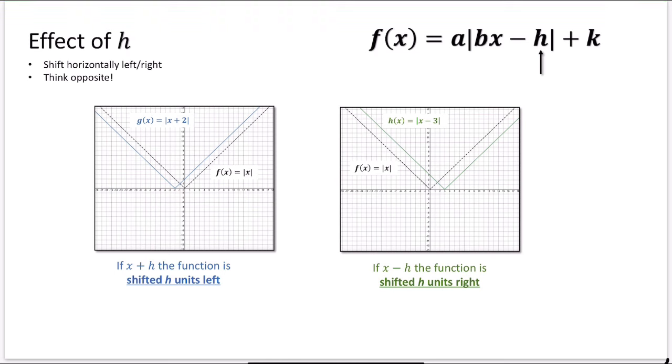It kind of does the opposite because we see that plus and think, well, maybe it's going to the right, but it's actually not. Okay, plus makes it go to the left. And if it's the absolute value of x minus 3, it's going to go to the right 3 units. Okay, so that's the effect of h. H is going to shift our graph left or right, but think opposite when you're looking at h. Okay, so if you see a minus sign, it's going to go to the right. If you see a plus sign, it's going to go to the left.